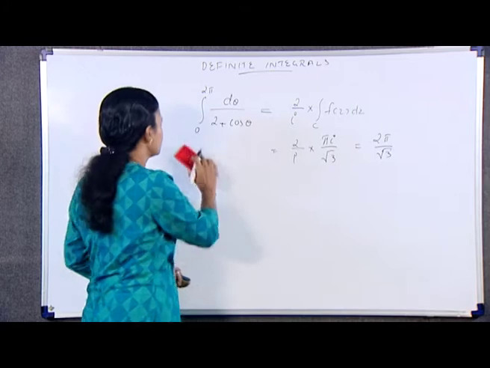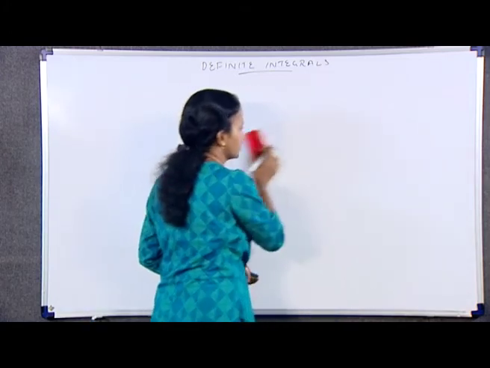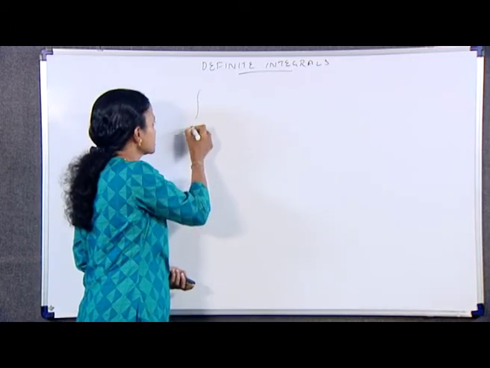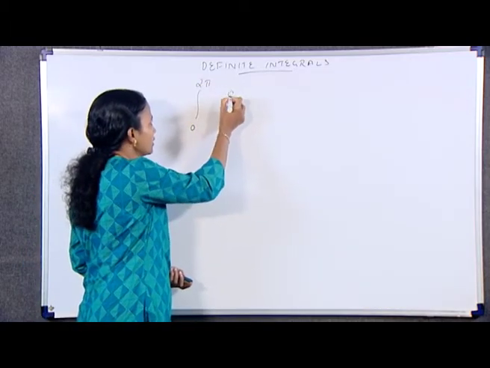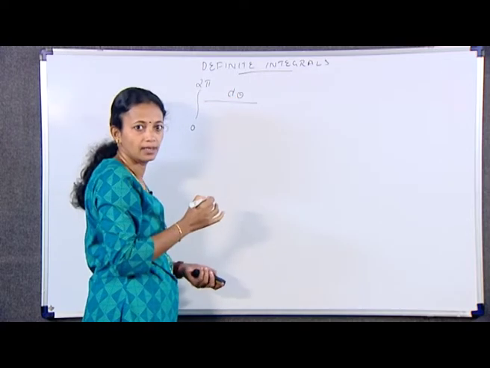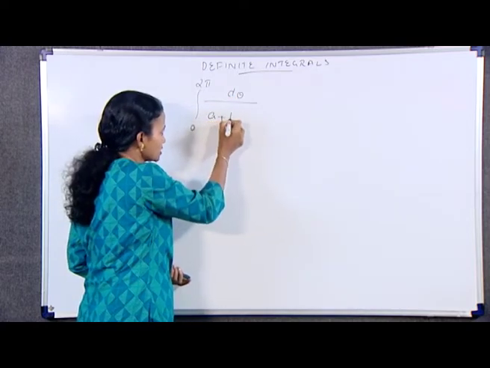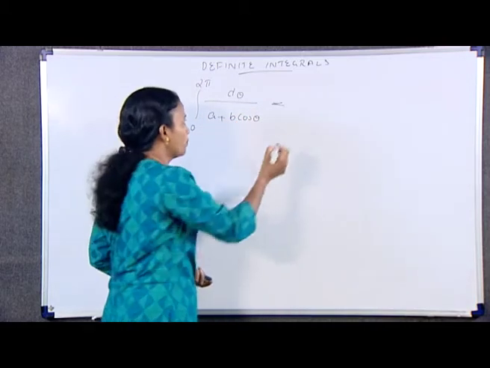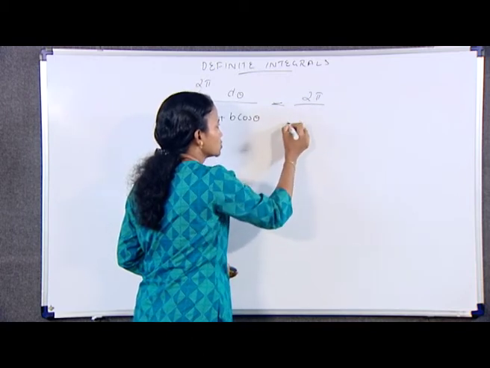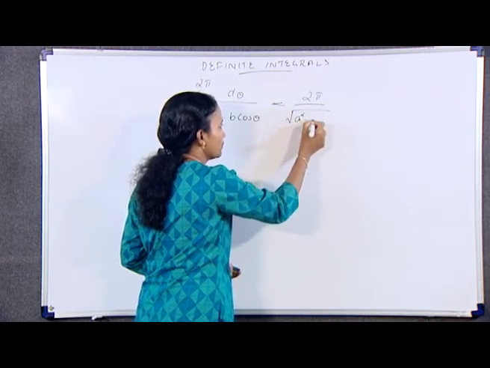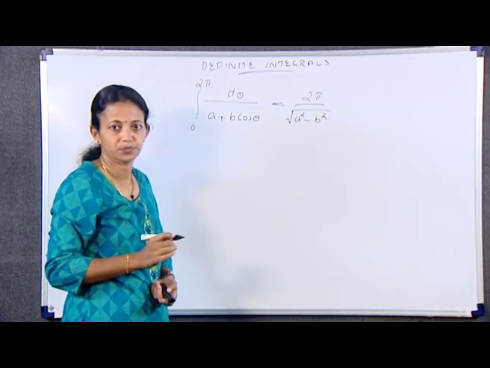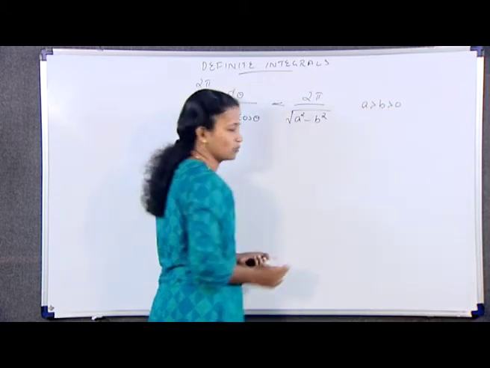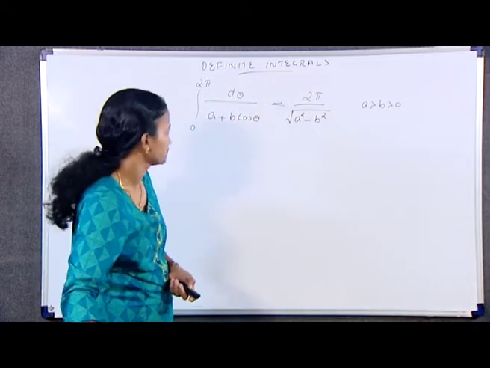Example 2. Second example. Here we have to show that the integral from 0 to 2π of dθ by (a + b cos θ) is equal to 2π by the square root of a² - b², where of course a is greater than b greater than 0. Solution.